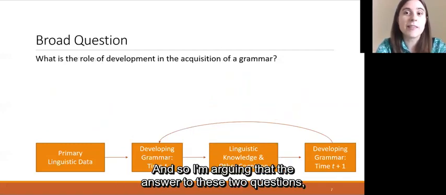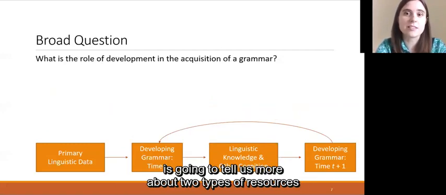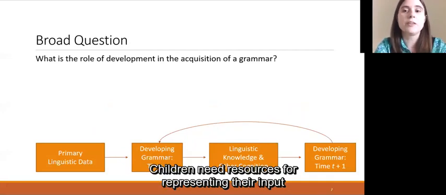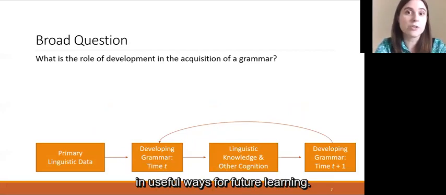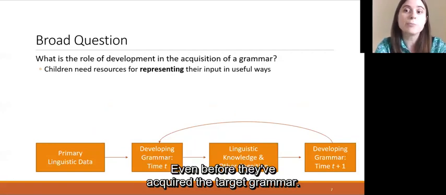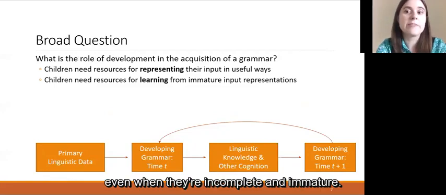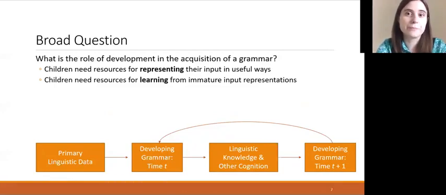And so I'm arguing that the answer to these two questions is going to tell us more about two types of resources that are crucial to this learning process. Children need resources for representing their input in useful ways for future learning, even before they've acquired the target grammar. And they need resources for learning from these input representations, even when they're incomplete and immature.